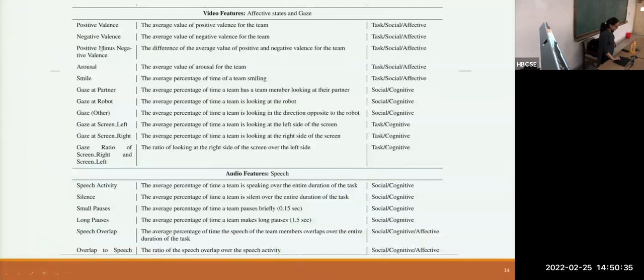we look at positive valence and negative valence, which means the average value of the positive disposition and the average value of the negative disposition. And then the arousal, which talks about how excited the person was, and smile, the number of times the person was smiling, which was not very useful, and then gaze measures, and then speech measures. Within speech, one important feature we use is pauses, because they signify that something is happening. Either there's some action happening or there is some moment of no action and thinking, and so that signifies that something else would be happening.